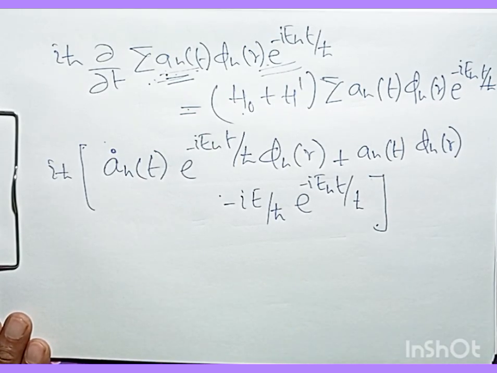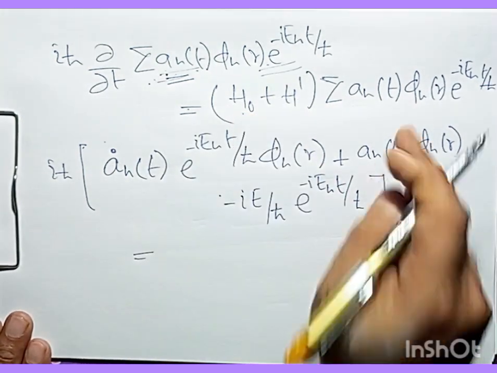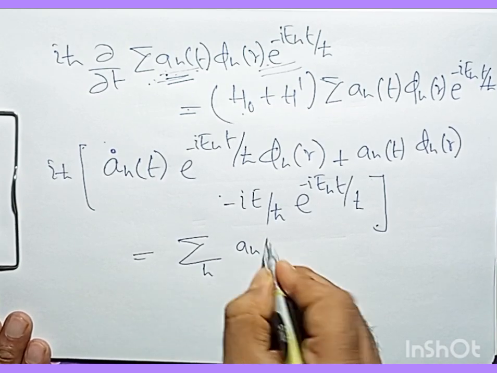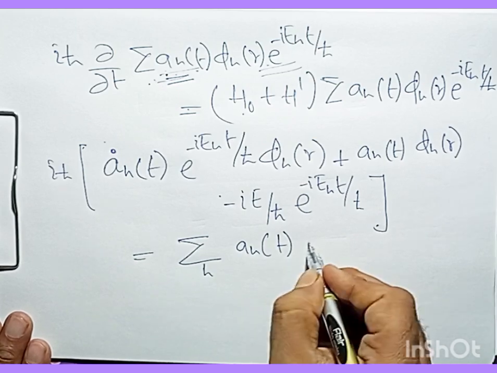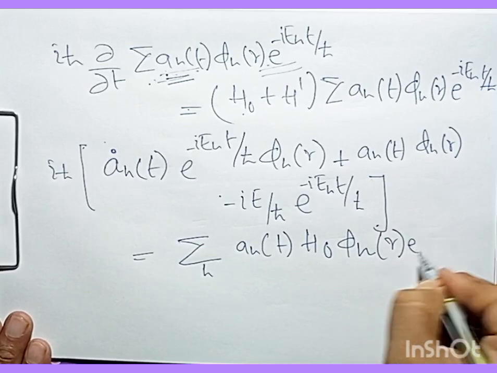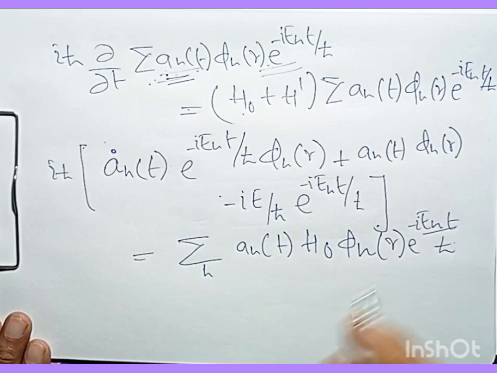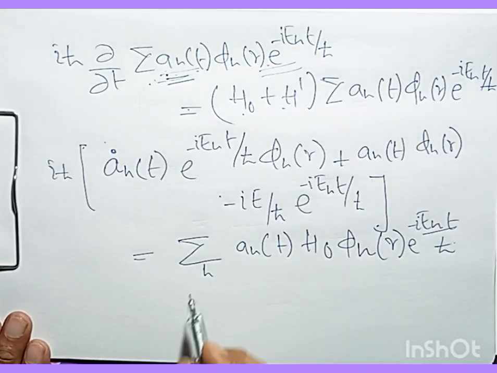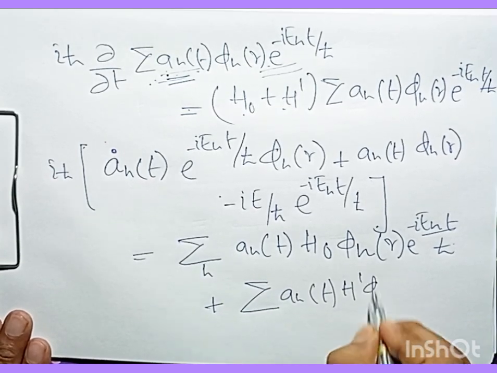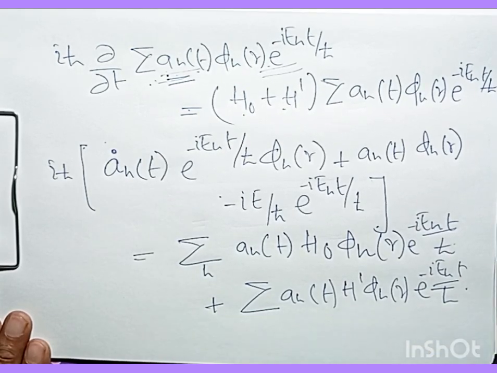So we have differentiated this set of functions, and this is equal to, so this H naught will be multiplied to this, so we will have the sum over n of a_n of t, then H naught φ_n of r e to the power of minus i E_n t by h cross. And then we will have another term for H dash, that is plus the sum over n of a_n of t, H dash φ_n of r e to the power of minus i E_n t by h cross. All right.